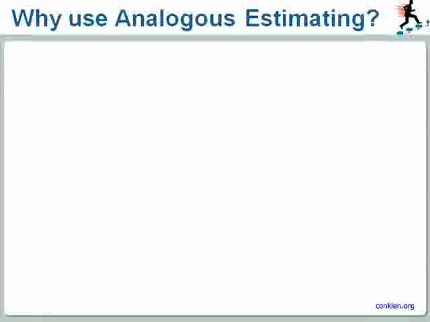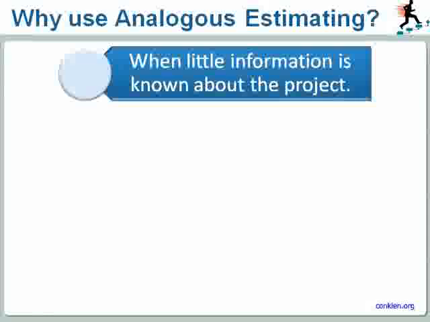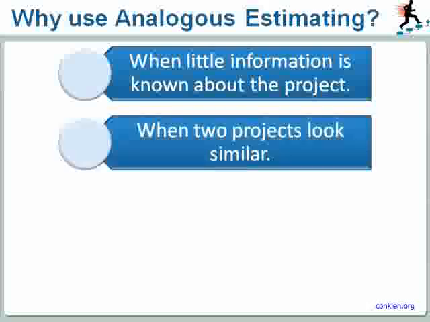Analogous estimating means that you use the actual time frame from a previous similar project as the basis for estimating the time frame of the current project. Analogous estimating is used when you have little information that is known about the current project, or when the two projects look similar. Of course, if they only appear similar, but in fact they are not similar, then your estimate will, of course, be inaccurate.